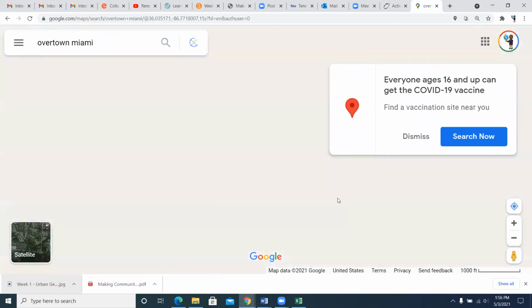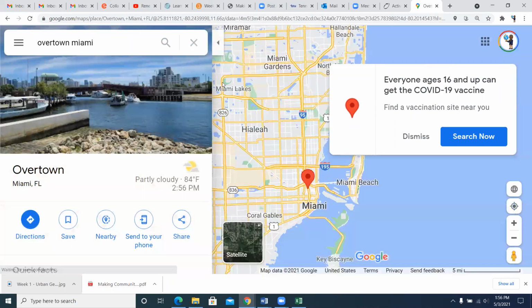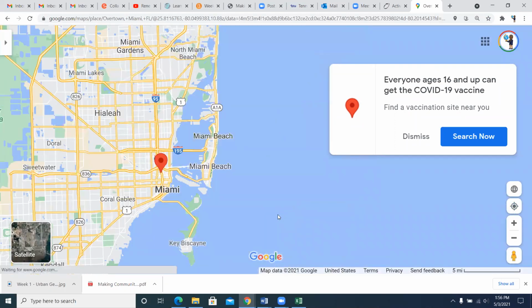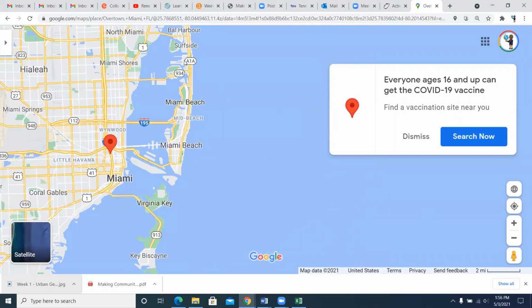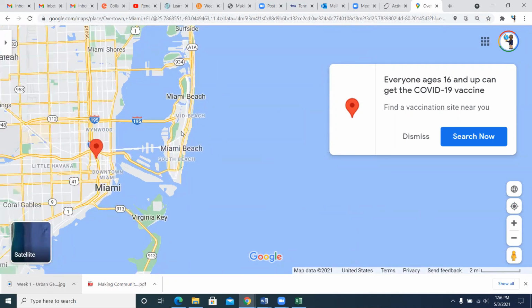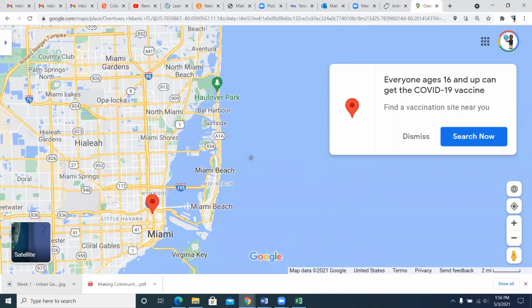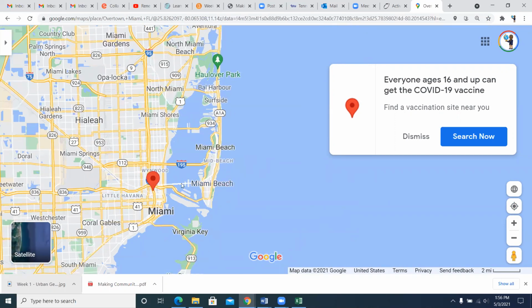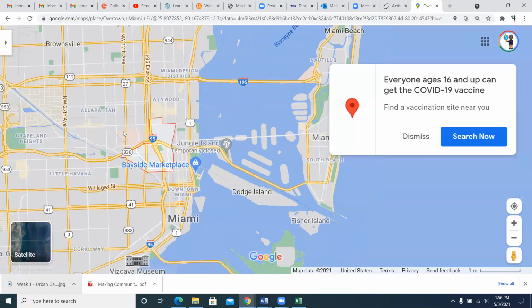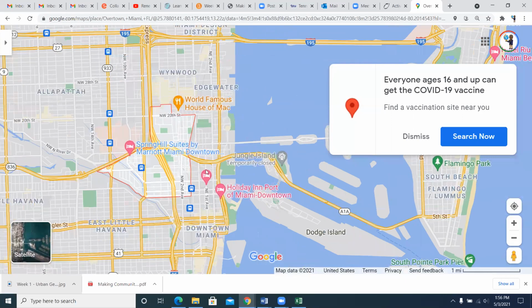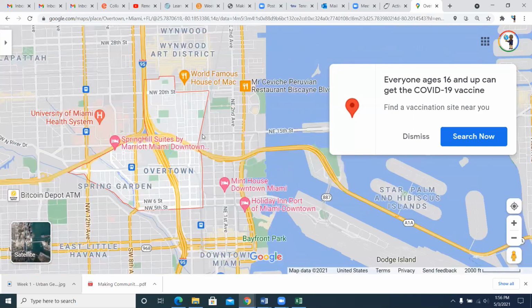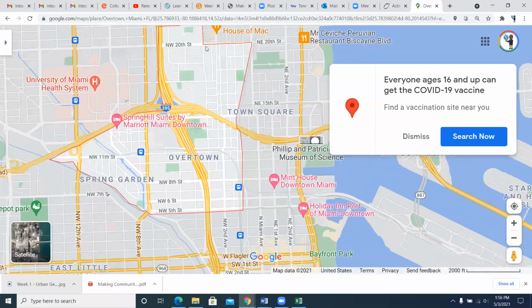It's Overtown, Miami. So here's Miami Beach. This is the part of Miami you hear all about, and Bal Harbour, and so on and so forth. Miami Beach basically is an island, but the city of Miami is separate from Miami Beach. And so Overtown, as you can see, is a historic community in near downtown Miami.